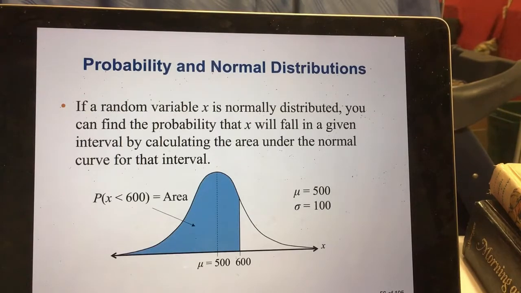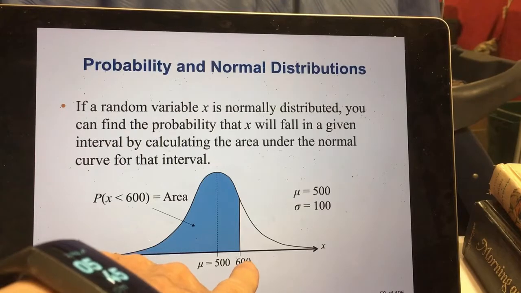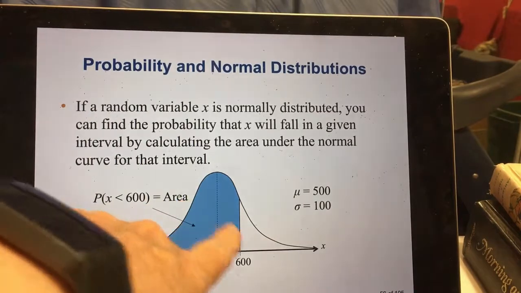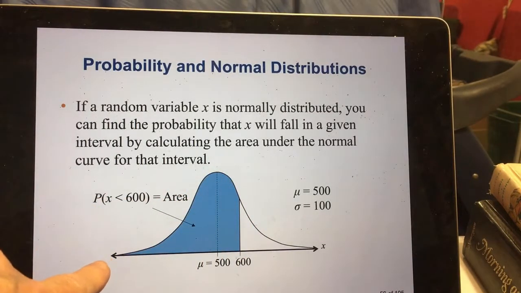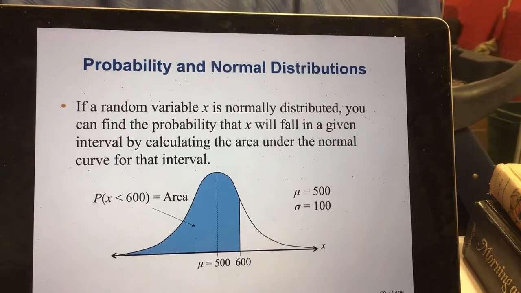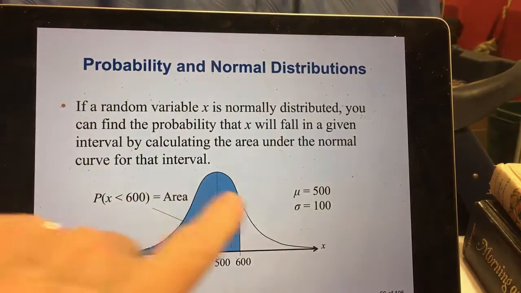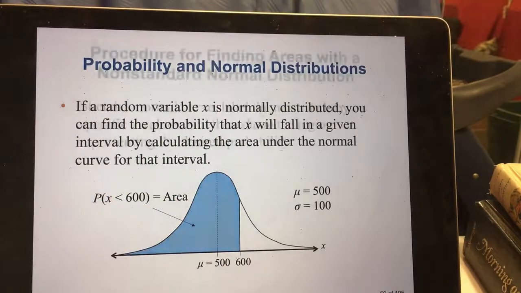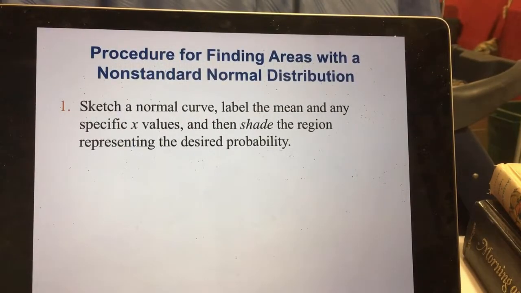Here we have a point, 600, and we're saying the probability that x is less than 600 is equal to the area, and the area is what we find when we look on the chart. But remember, the table cannot be used here, because the table is only useful when our mean is 0 and our standard deviation is 1. So this is a normal distribution, but not a standard normal distribution. In order to do this, we're going to have to transfer these values to a standard normal table.